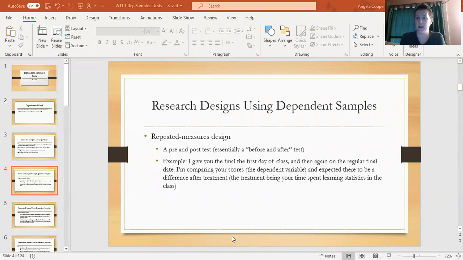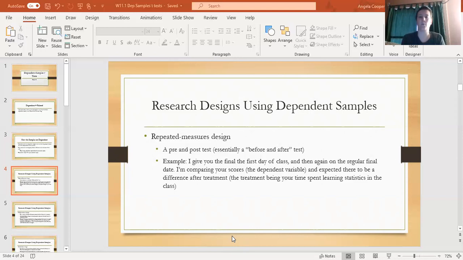The first would be a repeated measures design. This is known as a pre and post test. You can also think of it as before and after. So if I were to give you a final for statistics on day one, while I'm going over the syllabus and giving you my expectations, and also an exam covering all of the content that we're going to cover in this class, I give you the final on the first day.